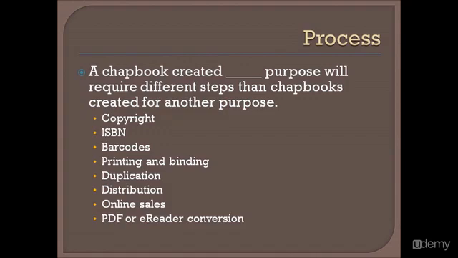And as far as your process goes, whatever decisions you make about your budget and your timeline and your artistic choices, your purpose, for example, you are going to have a different process than someone whose chapbook is being created for different purposes than yours. For example, you may not care about copyright, which changes your budget and changes your timeline. You may not need an ISBN, which means you don't need barcodes. You may not need printing and binding time or money, or you might. You may have some other form of duplication you need to consider, distribution options, whether or not you want to sell online, or whether or not you need to allocate time for PDF or e-reader conversions.